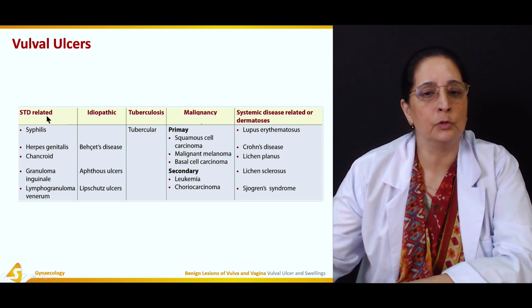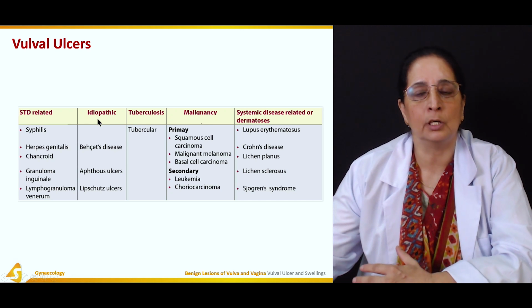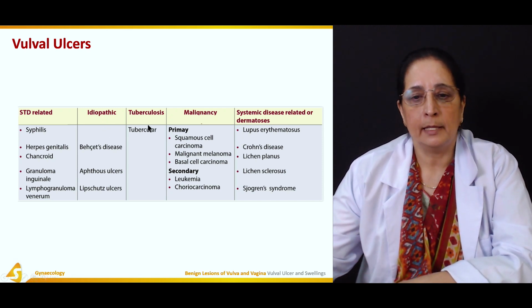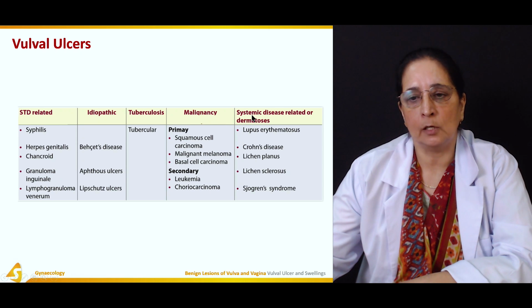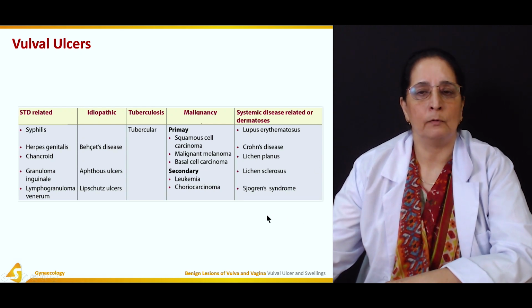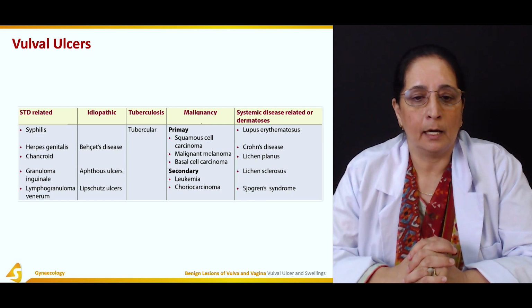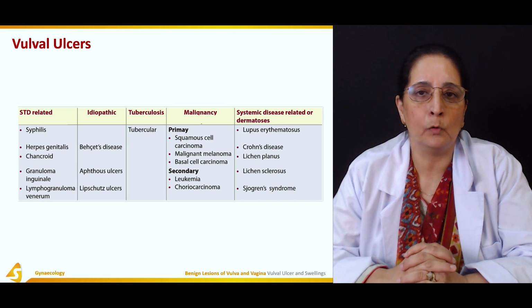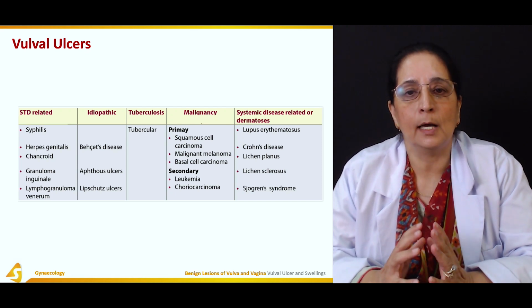We have sexually transmitted diseases, idiopathic causes, which are diseases in which no common cause is known, and then tuberculosis. Some malignancies can also lead to vulval ulcers, and also some systemic disease related dermatoses. Vulval ulcers are present in sexually transmitted diseases like syphilis, herpes, chancroid, granuloma inguinale, and lymphogranuloma venereum. All these are sexually transmitted diseases that can cause vulval ulcers.